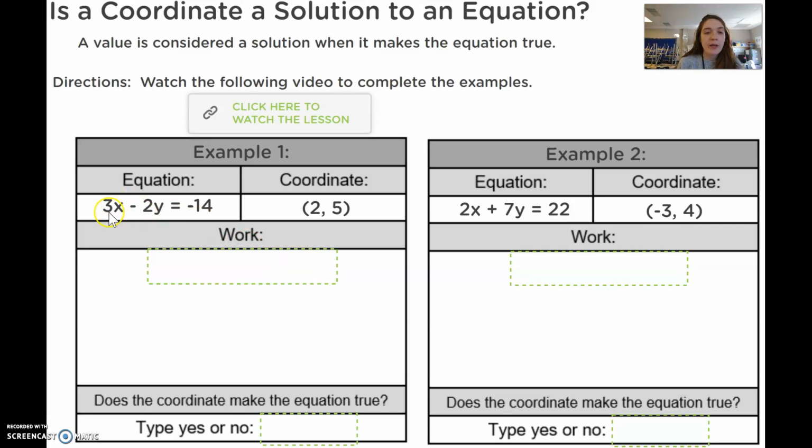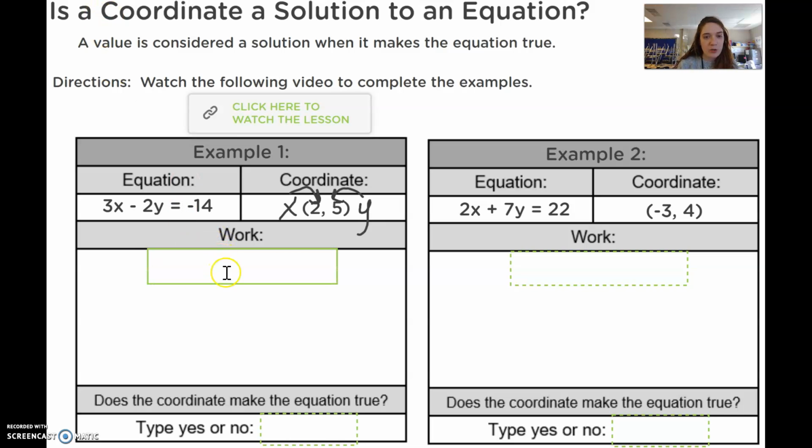For this first example, we were given 3x minus 2y equals negative 14, and our coordinate is 2, 5. Now this coordinate actually has two variables in it. We're told that x is 2 and y is 5, because a coordinate is always an xy coordinate. It's always an x and a y. The first number is x, and the second number is y. So let's use that to plug it into our equation.